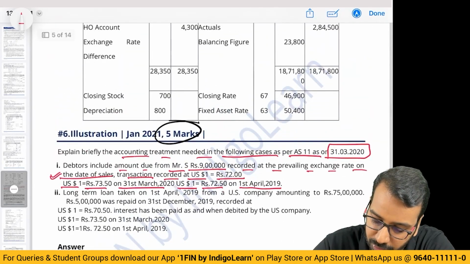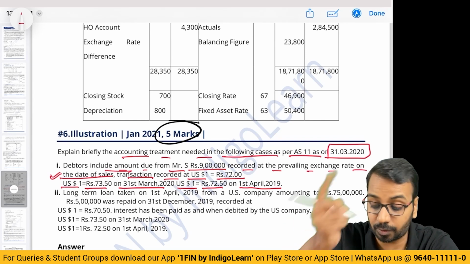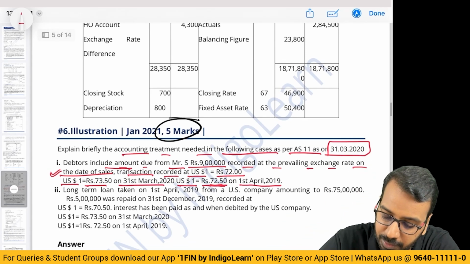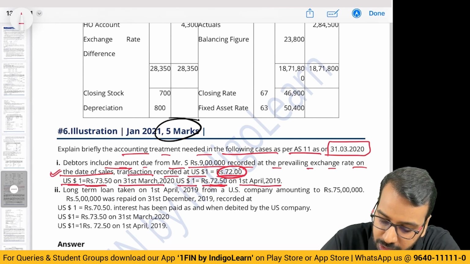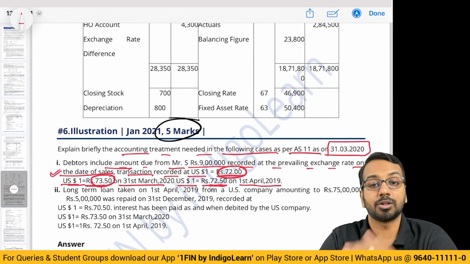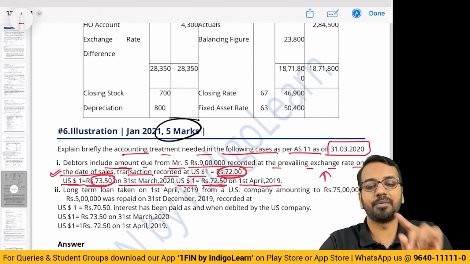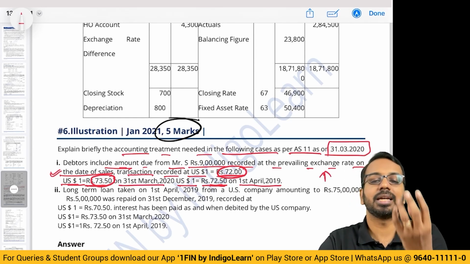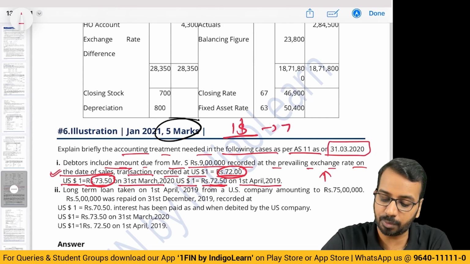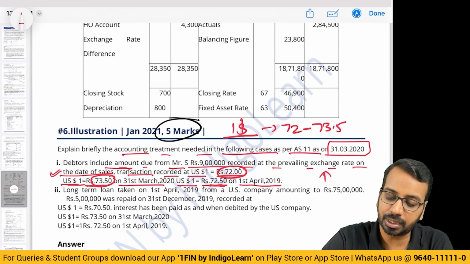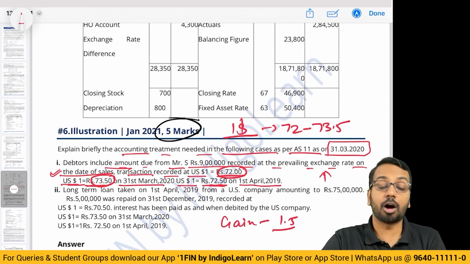So we'll assume that this transaction is during the period, because if it is from the previous period, 72.5 becomes relevant, but here it is at 72. So we recorded it at 72. On the closing date, the rate becomes 73.5. So from 72 to 73.5 the rate has increased. When you have exported, if the rate has increased, it is beneficial to us. Now, when I say rate has increased, I am talking about the dollar rate. Dollar rate has increased from 72 to 73.5. So there is a gain. How much is the gain? Gain of 1.5.